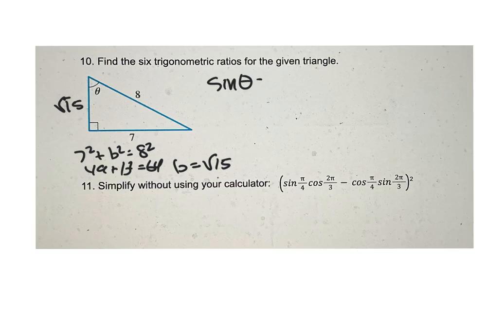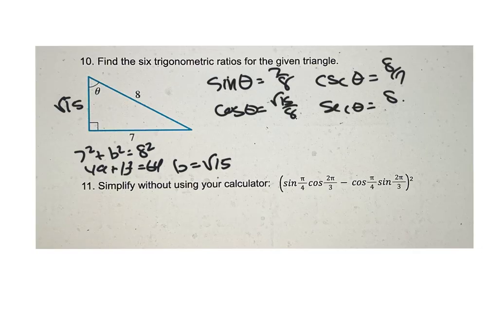Sine theta, sine is opposite over hypotenuse, which means cosecant is the reciprocal. Cosine theta is adjacent over hypotenuse, which would be square root of 15 over 8, which means secant is 8 over square root of 15, or 8 root 15 over 15. Tangent's opposite over adjacent, which would be 7 over square root of 15, also sine over cosine, which should be 7 root 15 over 15.